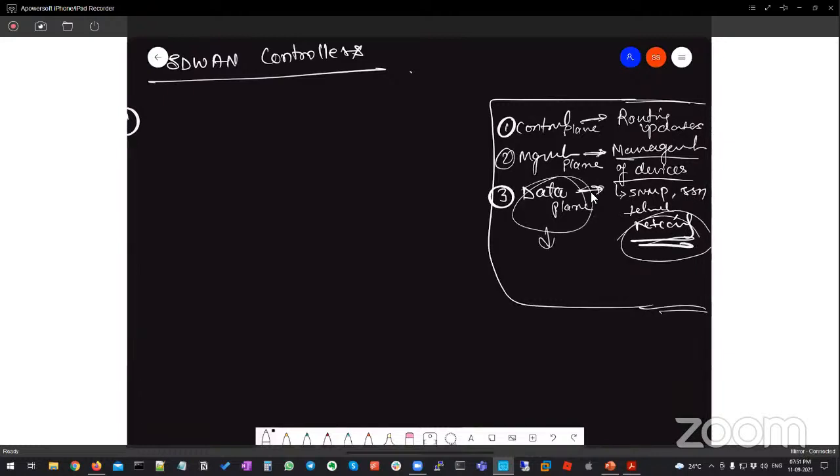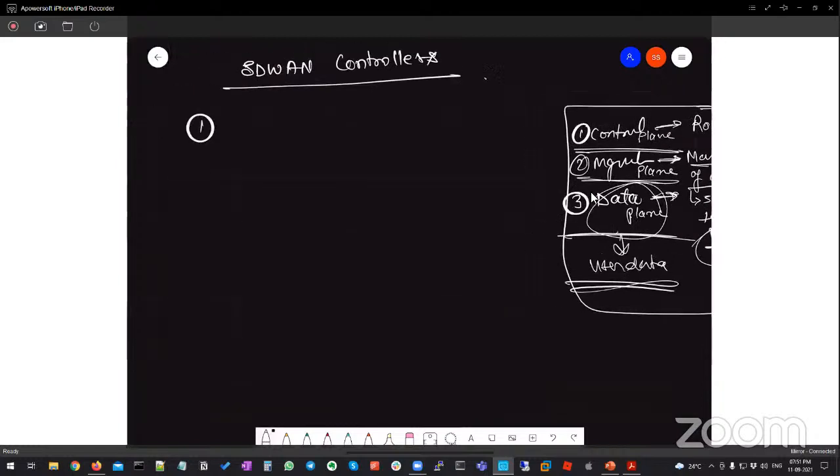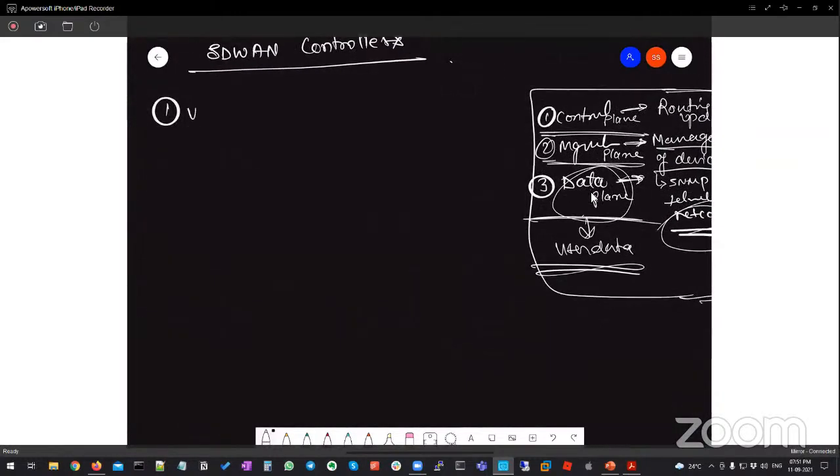And the data plane is your user data, or whatever the server traffic is, right? Forwarding traffic. So again, these are the three types of planes we have. And again, we have controllers here. One controller is now known as vManage. This is going to act as the management plane.